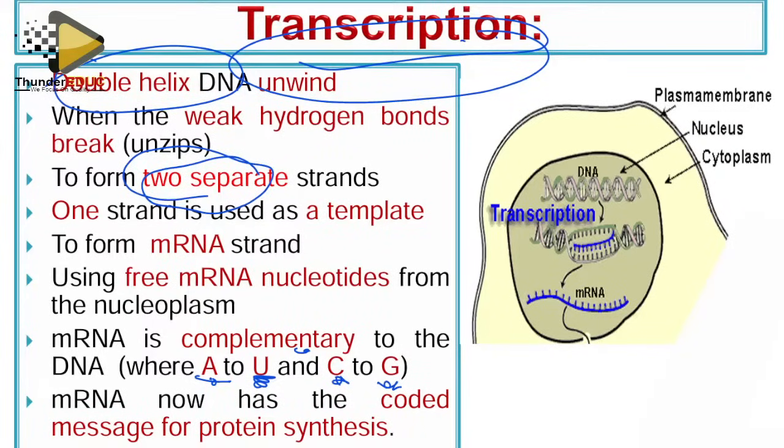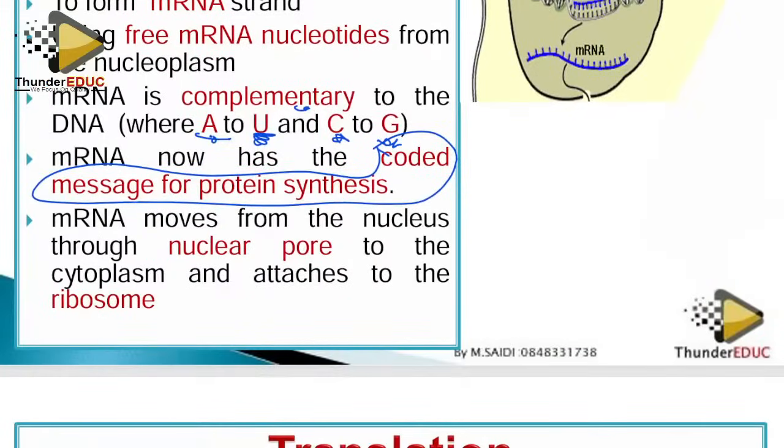Now messenger RNA with coded information. This is a marking point. Whatever you see in red is a marking point. Coded information, yes, for protein synthesis, and then now it moves out of the nucleus through the nuclear pore to the ribosome in the cytoplasm.